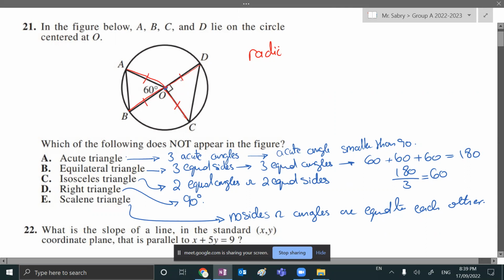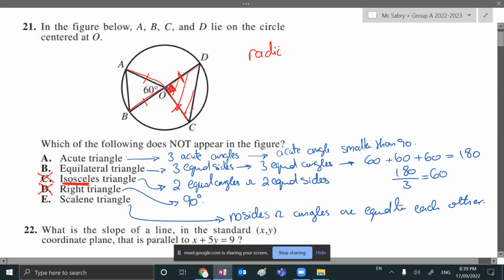So when you look at the triangle on the right, DCO, initially there are two sides equal to each other. So that means it is an isosceles triangle. So this cannot be one of the choices. Also, there is a 90-degree angle in this triangle right here. So it cannot be a right triangle. Is it considered an acute triangle? No, it's not, because there is one angle that's equal to 90 degrees.